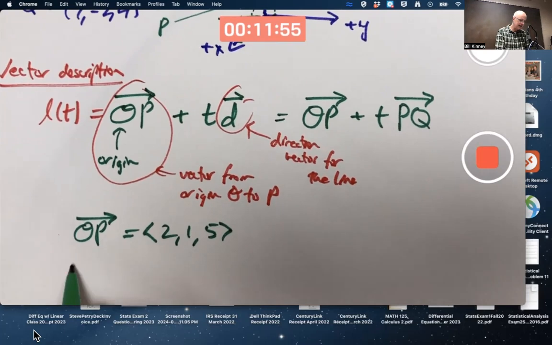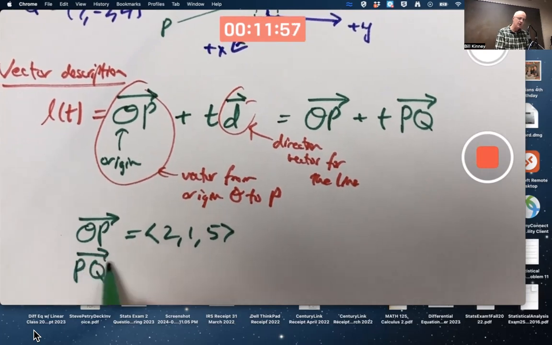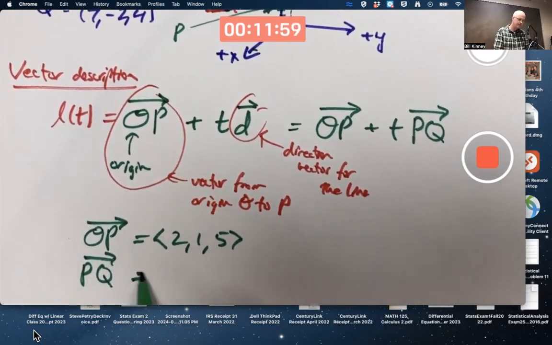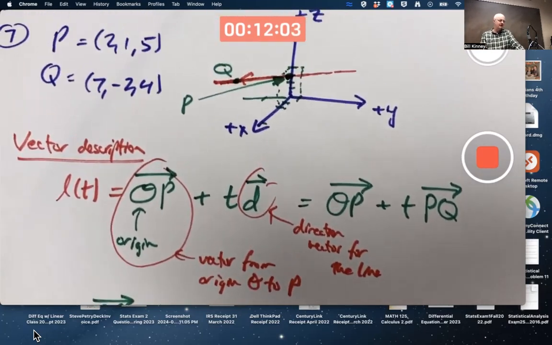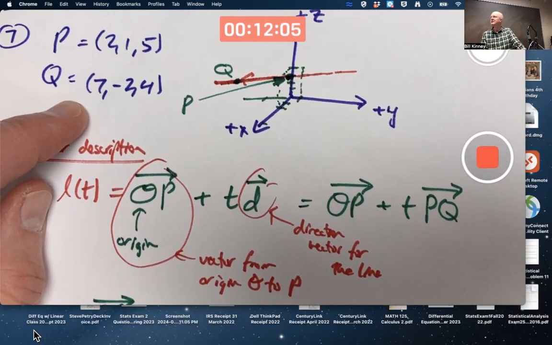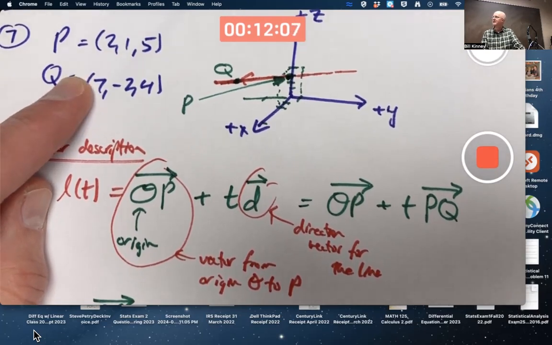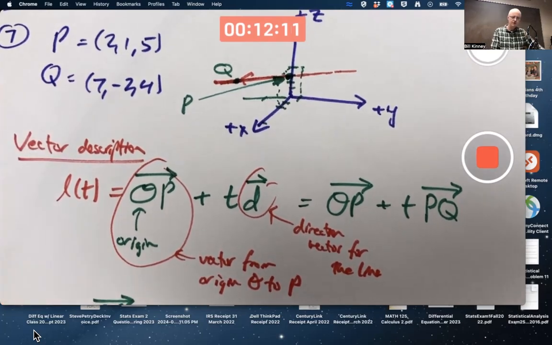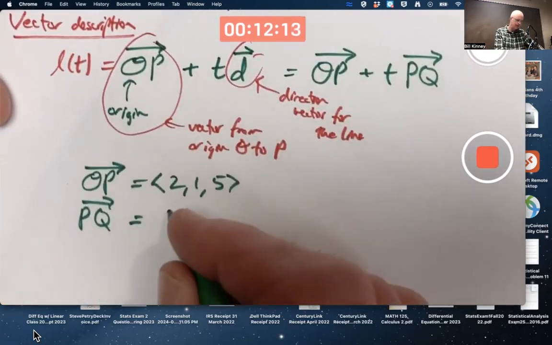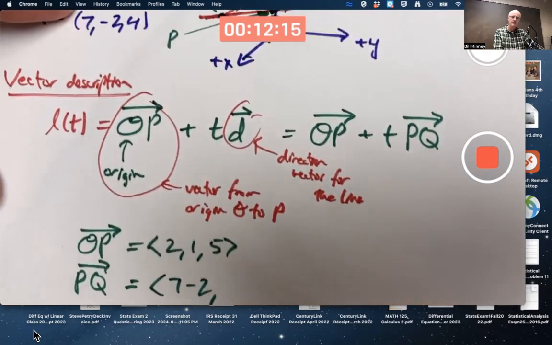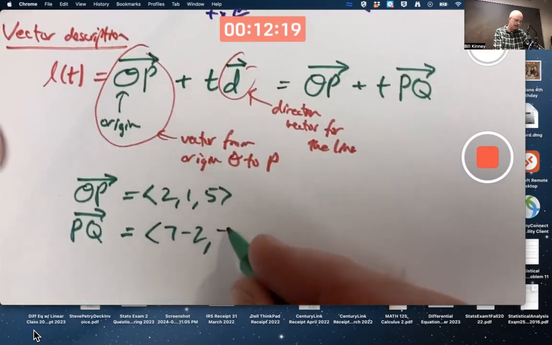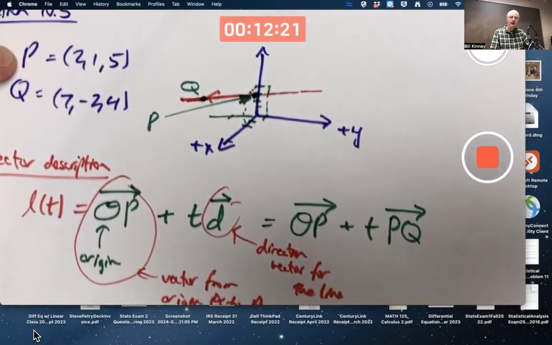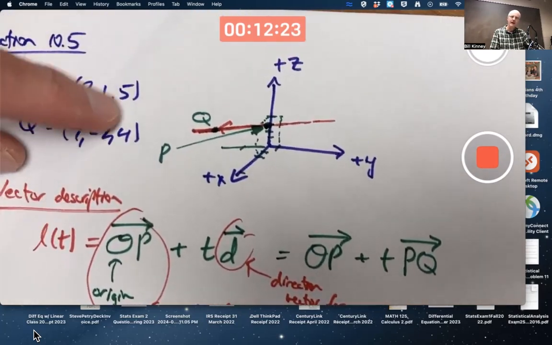What about the displacement vector from P to Q? I hope it makes some intuitive sense that you would take the coordinates of Q and subtract the corresponding coordinates of P. So you do 7 minus 2, negative 2 minus 1, and then 4 minus 5.